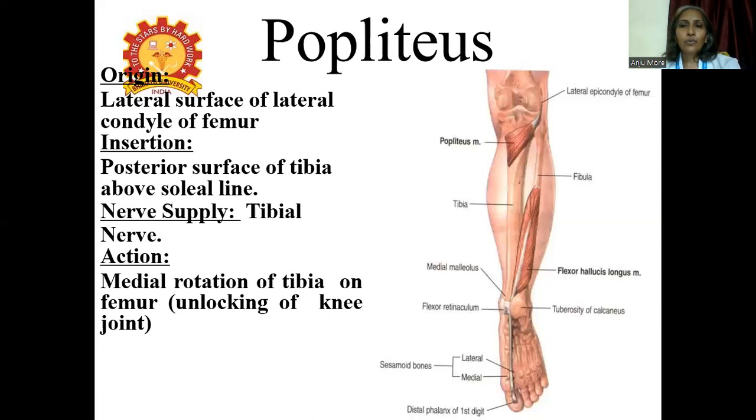The muscle is also peculiar in a way that in most of the muscles, as we can see here in case of the flexor hallucis longus, the proximal part of the muscle is having muscle belly, whereas its tendon goes more distally towards its insertion. But in case of popliteus, we see that the tendon is proximal, whereas the muscle belly is in the distal portion.